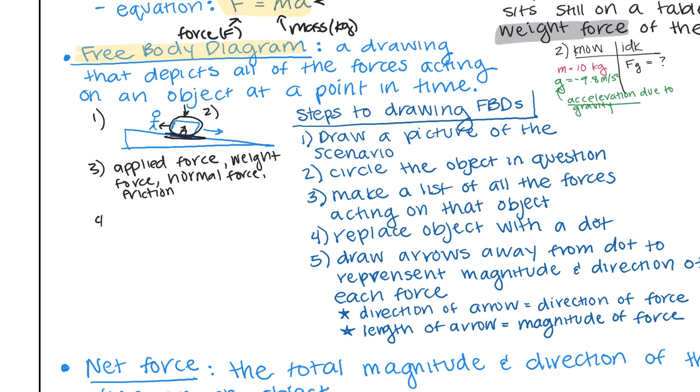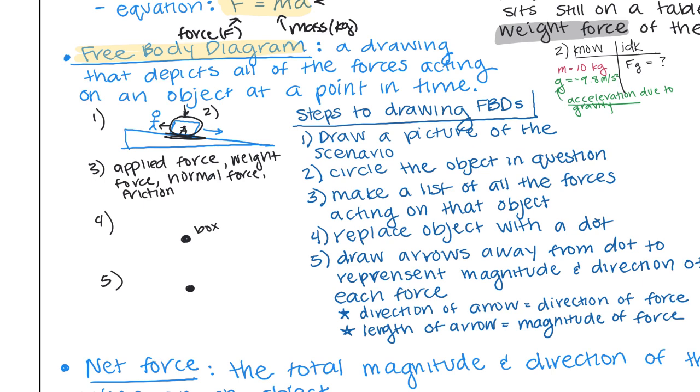In order to map this out, you are going to replace that object with a dot. I've got my scenario here, and I'm going to take that circled box and just make it a dot. That's our box now, which is a little easier for us to draw. We also see all the forces acting on that box now. Step number 5 is to draw arrows away from the dot, which is our object in question, our box here, to represent the magnitude and direction of each force.